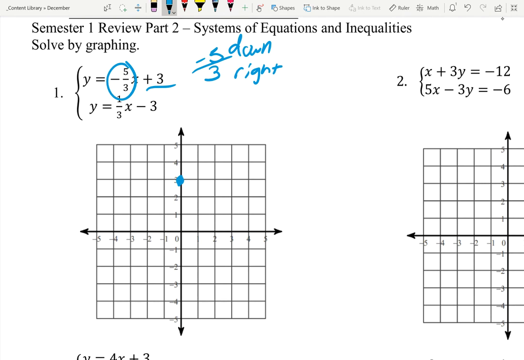So that's what we're going to do. We're going to count down 5 squares and then right 3 squares. That puts us here, and that's pretty much all the points I can fit for this line. So I'll just graph my line just like that.